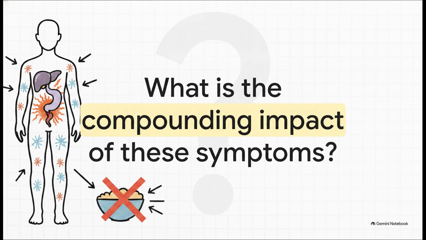So I want to leave you with this thought to reflect on. Knowing how incredibly interconnected our body systems actually are, what is the true compounding impact of these overlapping head-to-toe symptoms over days or even weeks on a patient's body? It is a stark reminder of the sheer resilience of the human body to fight this off, and why understanding the anatomy of an illness is the very first step in defeating it.